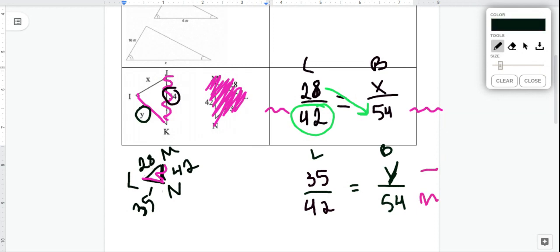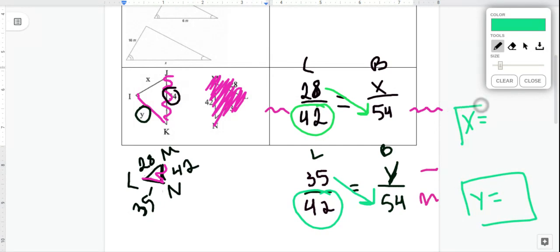Okay, so again, you just solve this like every other proportion. You're going to multiply across. I know it's a big number. You can do it. And then divide by the number left over. So you should have an answer for X equals, an answer for Y equals whenever you're done.